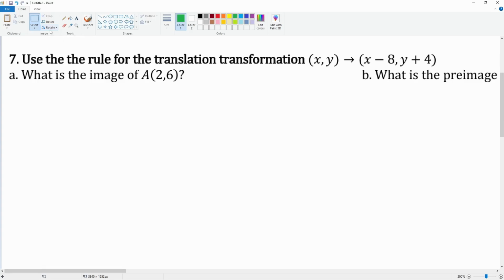Right, here we have number 7. You're going to use the rule for this transformation. This is the rule. What is the image for A prime? Okay, so we have the original here as (2, 6).